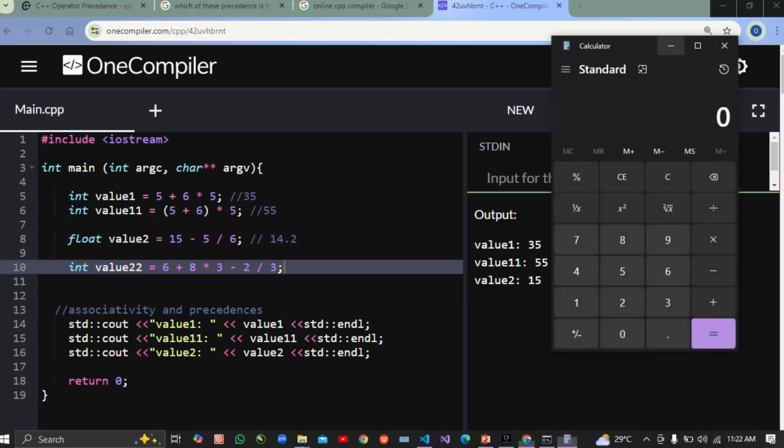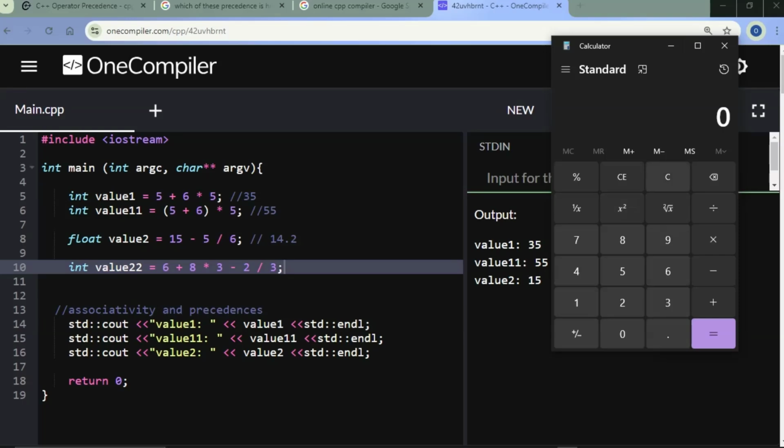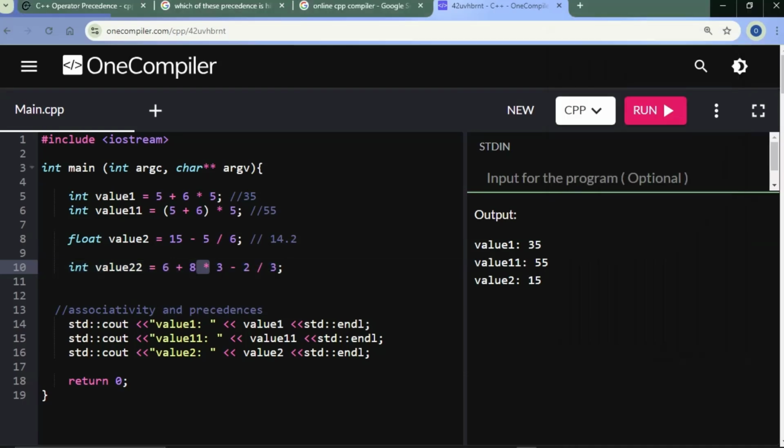So before we get the answer, let's do some arithmetic. Now we have the values 6, 8, 3, 2, and 3. So how do we solve this? The first thing that takes place is precedence. What does precedence do? It checks the highest operator. Which of these is the highest operator? It is multiplication and division.